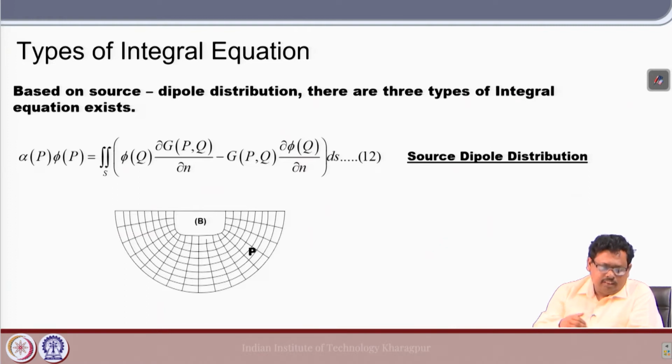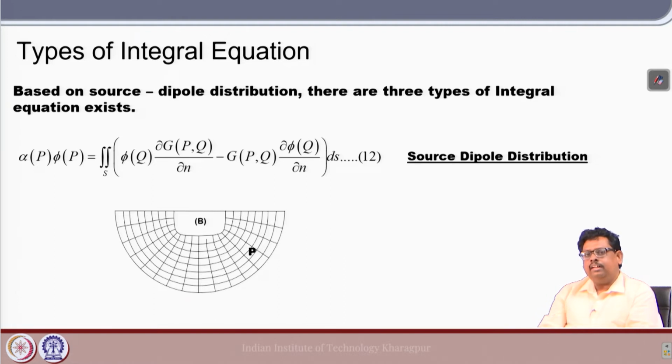Anyway, now let us consider that there is a point inside the boundary. Then this is the equation, where inside the integral, phi is the distribution of the velocity potential on the body, and on the left hand side phi indicates the velocity potential anywhere in the fluid domain. You can call this a source dipole distribution.